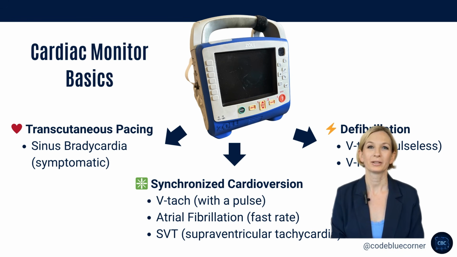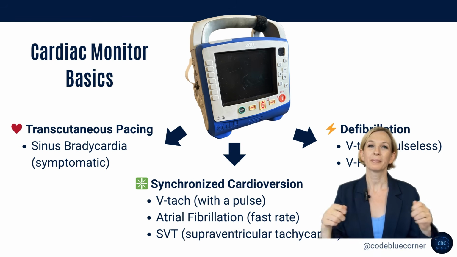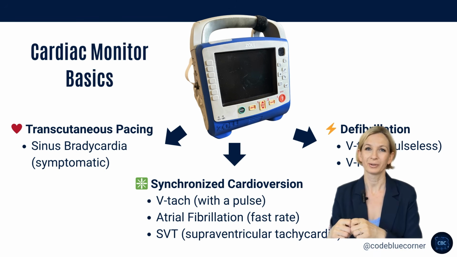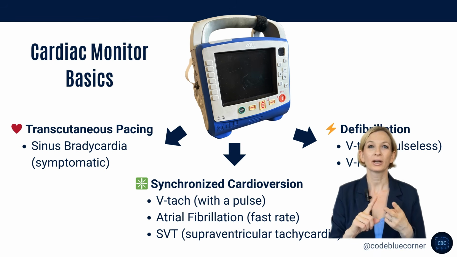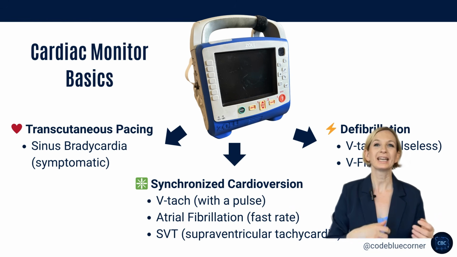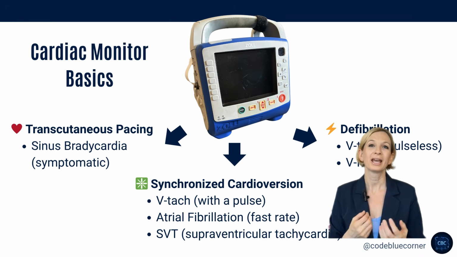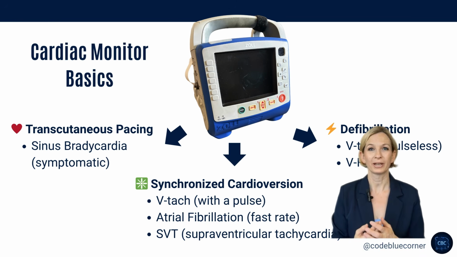Here's some quick monitor basics, and this is where students often get confused. First, you're going to take the pacer pads, put them on the patient, and then connect the pacer pads to the monitor defibrillator. This allows for pacing, cardioversion, or defibrillation depending on the cardiac rhythm. Transcutaneous pacing is used for symptomatic bradycardia. You set the rate often between 60 and 80 and you increase the milliamps until you get capture. And this means that the heart is responding.